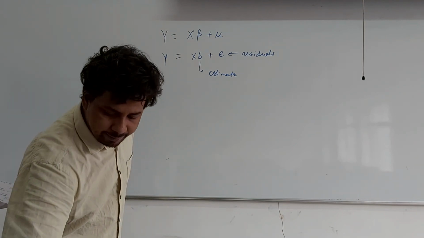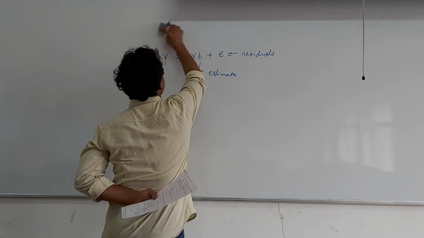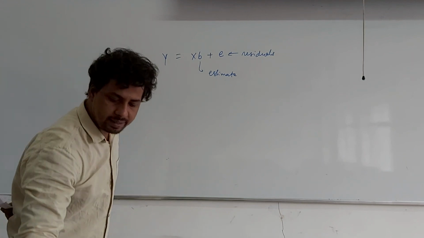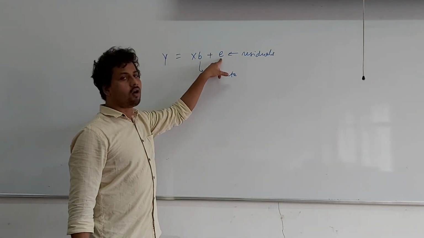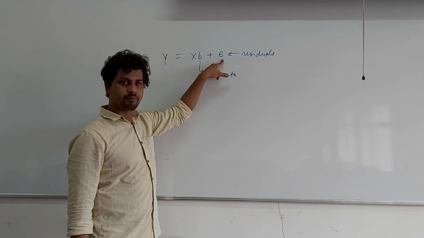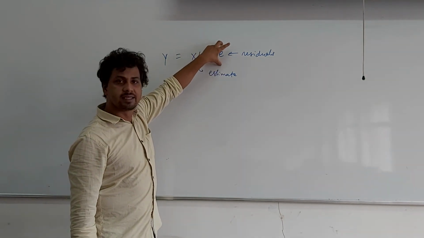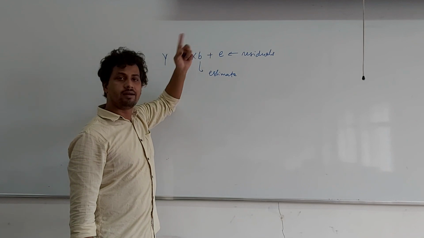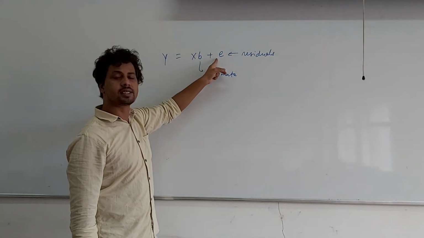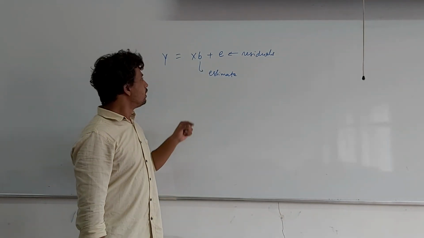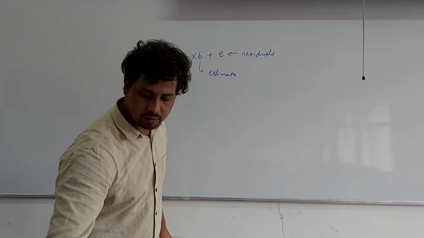Okay, so what does the algebra of least squares say? Least squares says that I have to minimize the sum of squared residuals, right? So I have to minimize this residual term, and its sum, the sum of squared residuals, we have to minimize. Now how do we go about this in vector notation?